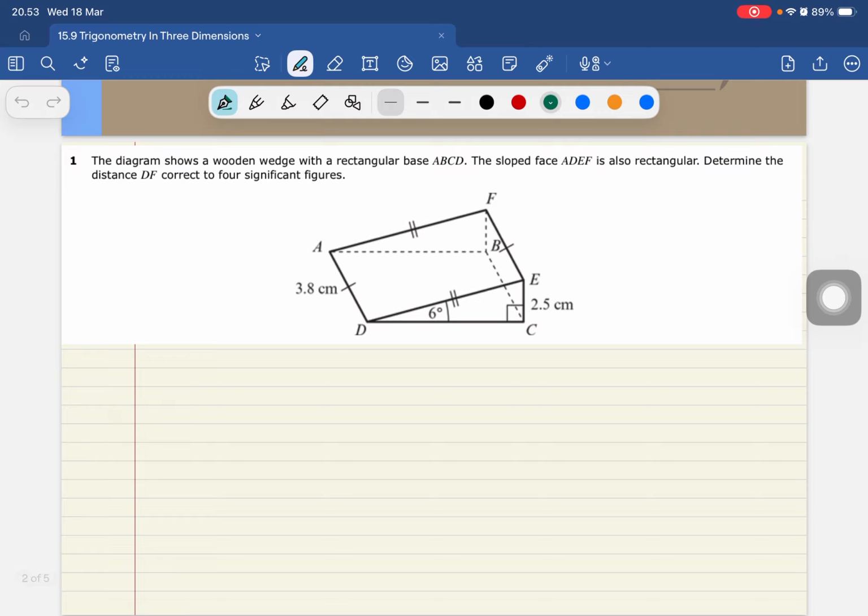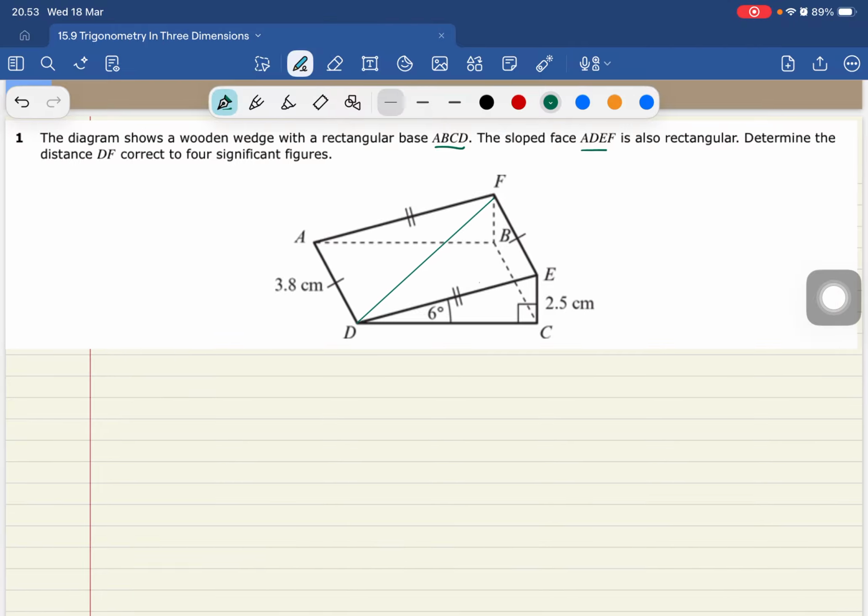So the diagram shows a wooden block with the rectangular base ABCD. The sloping face ADEF is also rectangular. So we need to find the distance DF, here, this distance. Okay, DF. We have the triangle here with the opposite and the hypotenuse, so we can use sin.